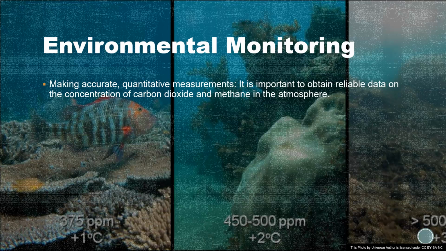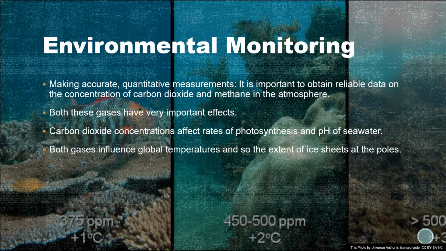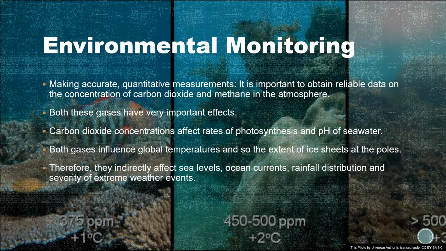Now, making accurate quantitative measurements, okay, it is important to obtain reliable data on the concentration of carbon dioxide and methane in the atmosphere. Both of these gases have very important effects. Carbon dioxide concentrations affect the rate of photosynthesis and the pH of seawater. So remember that carbon dioxide dissolving in the seawater. Both gases influence global temperatures and so the extent of ice sheets at the poles. Therefore, they indirectly affect sea levels, ocean currents, rainfall distribution, and the severity of extreme weather events.